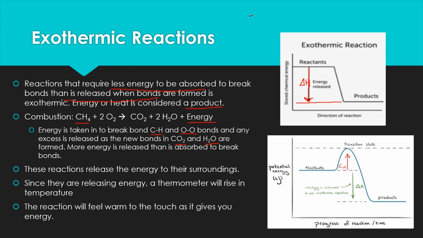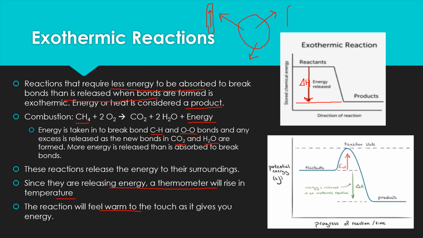So again, we've got our system where our reaction's happening. We are giving off extra energy to the surroundings. So whatever's in the surroundings is going to feel that energy. So since they're releasing energy, a thermometer will rise in temperature. So if my energy coming out hits my thermometer, that thermometer feels that energy, gains it, and goes up in temperature. The reaction will feel warm to the touch.